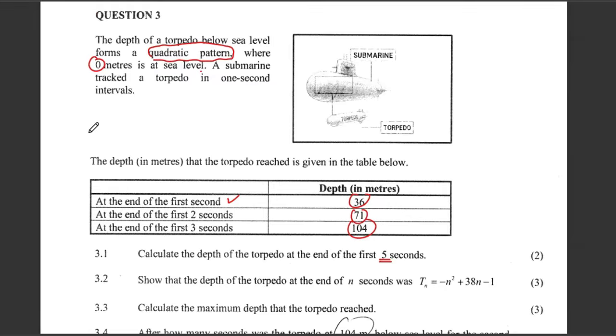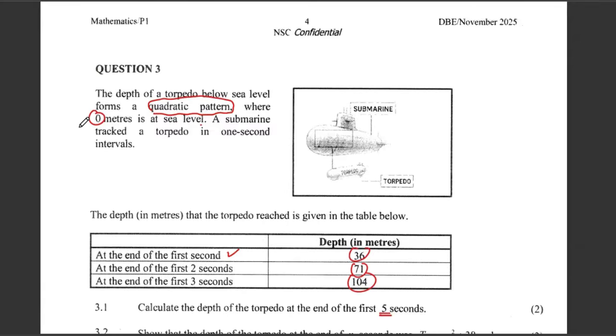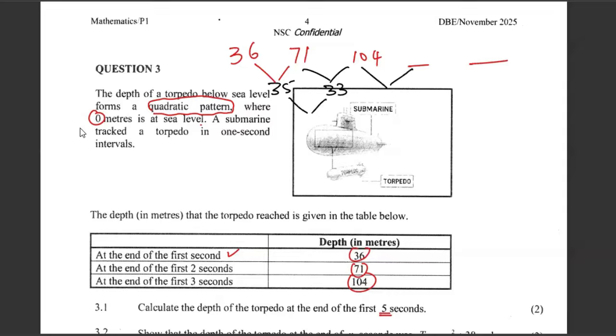So let's try to write out that number pattern and see. If we have 36, 71, 104, 4, and 5. So what's happening there? If I use my calculator, 71 minus 36, that's 35. And then 104 minus 71 is 33, meaning that this is a minus 2. If we minus 2, we're going to get 31. Okay, you minus 2, you're going to get 29.